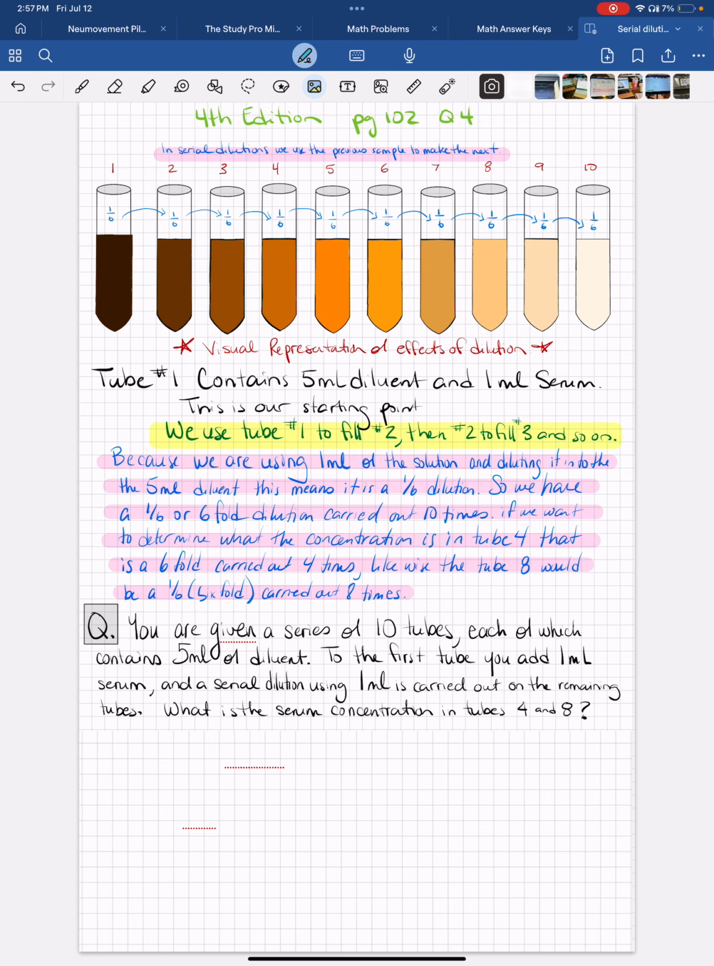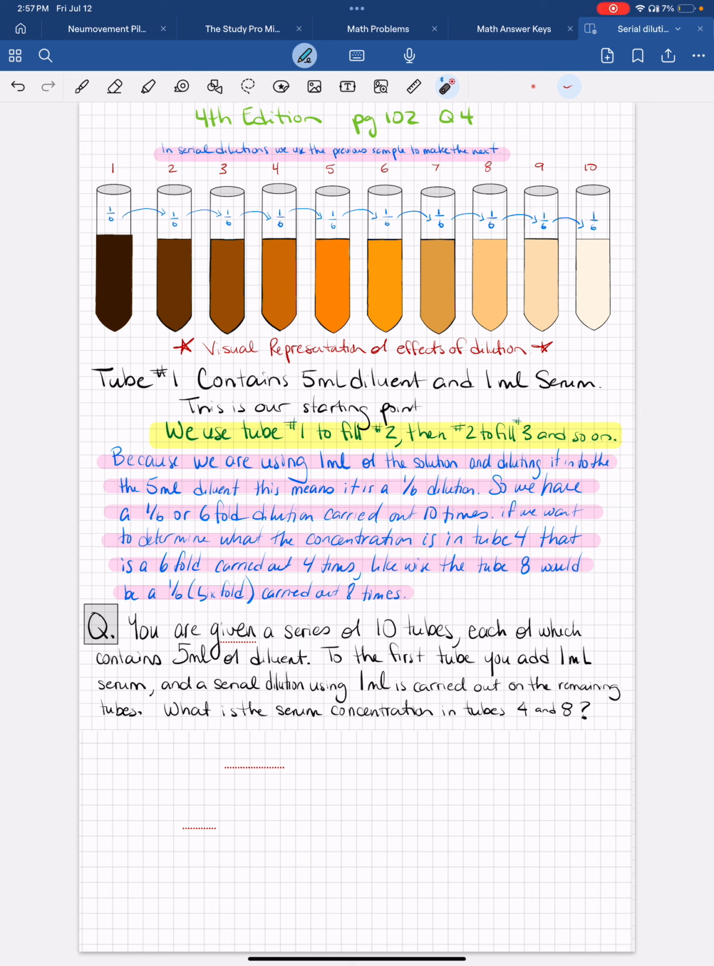Okay, so you can see here that this is our very first tube, and I've made it a dark color to represent how dilution affects the concentration of a sample. So again, we said we added 1 mL of serum to 5 parts of diluent, which creates a 1 in 6 dilution. So this is our most concentrated tube, okay? And when we do a serial dilution going forward using 1 mL remaining on each one, that's still going to create a 1 in 6 dilution.